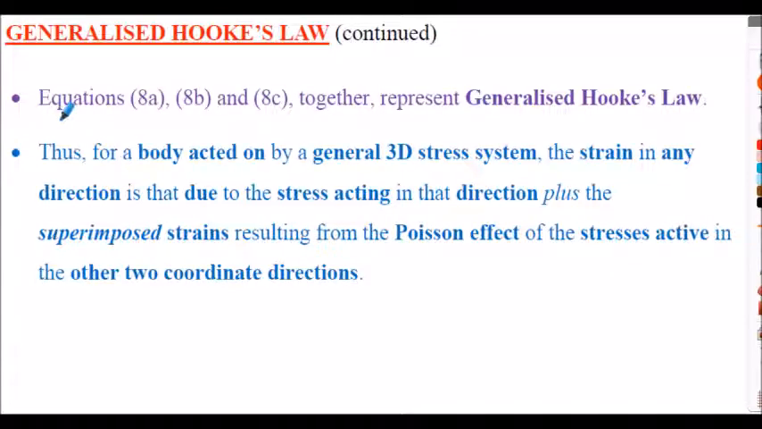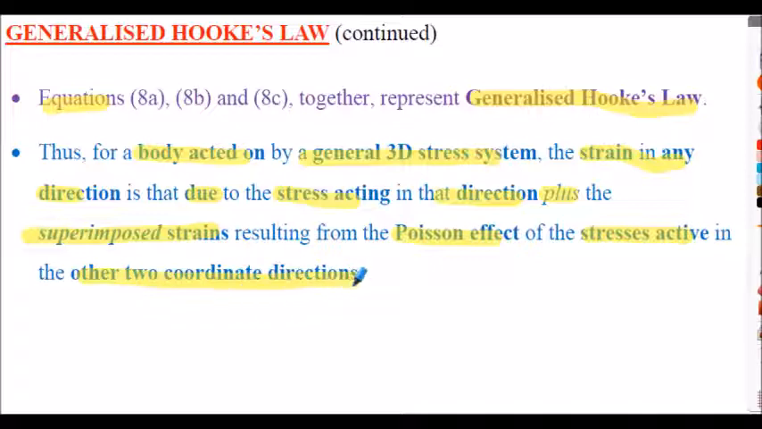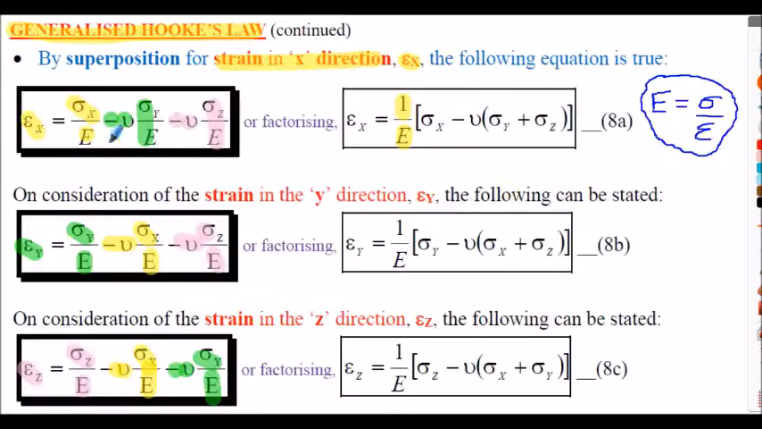Okay, so the equations on the previous slide, equation 8, they represent generalized Hooke's law. So for a body acted on by a general 3D stress system, the strain in any direction is that due to the stress acting in that direction, plus the superimposed strains resulting from the Poisson effect of the stresses that are active in the other 2 coordinate directions. So that's what it's showing on the previous diagram. Okay. And of course, remember, these equations only apply to homogeneous isotropic materials where the stresses are within the elastic region of the stress-strain curve.